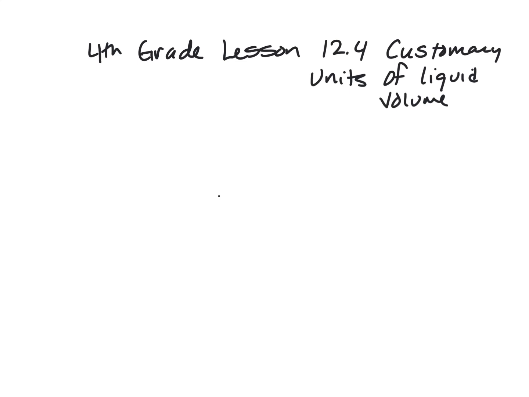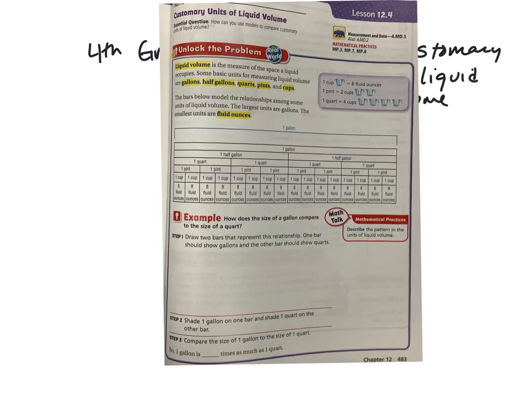Fourth grade lesson 12.4 is customary units of liquid volume. So we did customary units of length. That was the foot and inches, 12 inches in a foot, 3 feet in a yard. And we did customary units of weight in the previous lesson, where 1 pound was 16 ounces and 1 ton was 2,000 pounds. And now we're going to talk about the customary units of liquid volume.